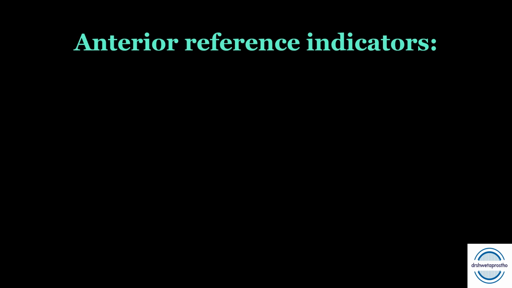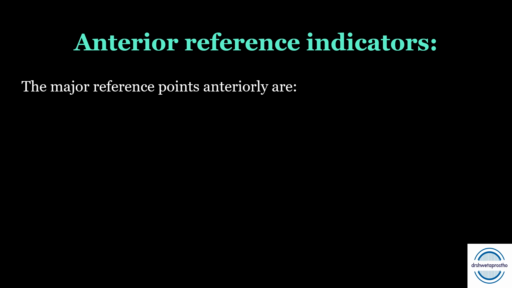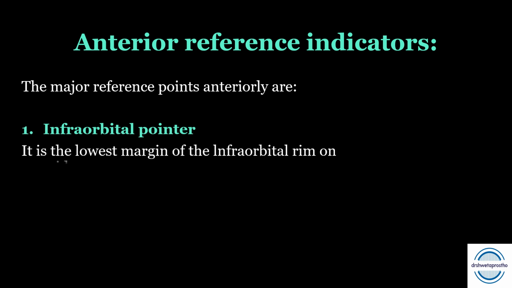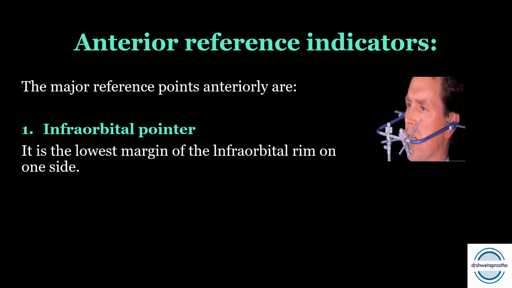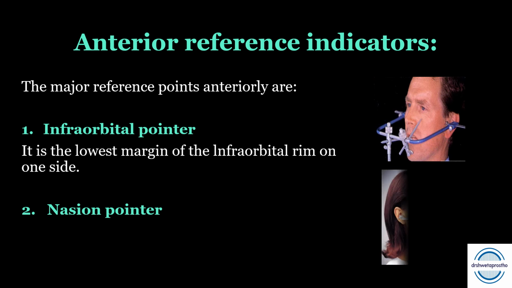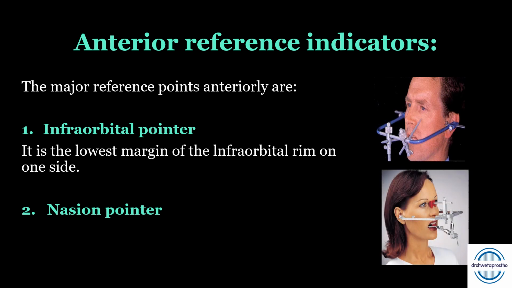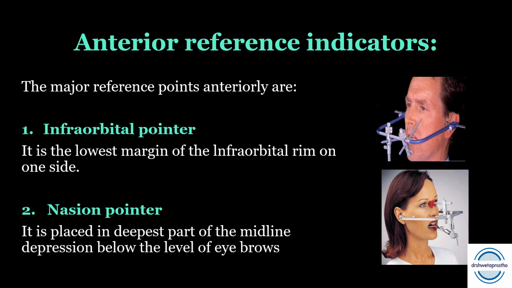Now, once we have recorded the posterior reference points, we have got two posterior reference points, we want a third anterior reference indicator to make a plane. The two most common reference points that we can use anteriorly: first is the infraorbital pointer. It is at the lowest margin of the infraorbital rim on one side. It is easy to mark and locate. Second is the nasion. As we can see in the picture, it is placed in the deepest part of the midline depression, just below the level of the eyebrows. So these two anterior reference indicators we can use.